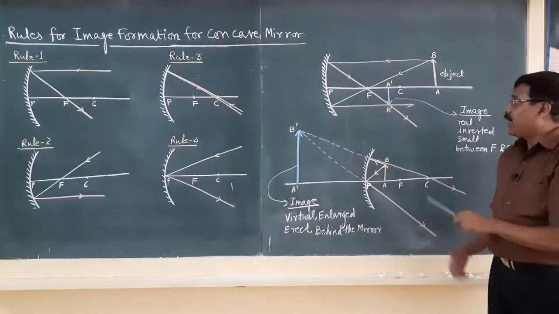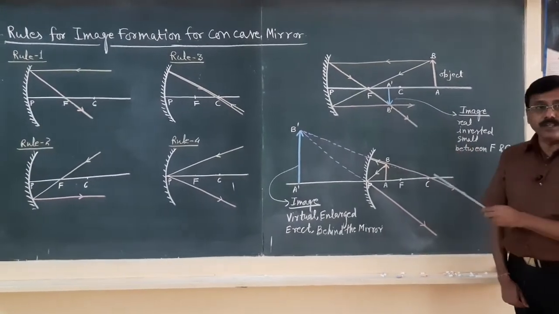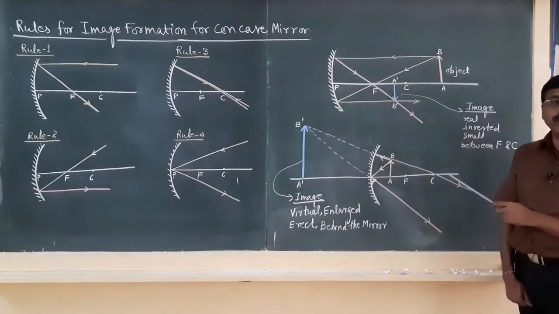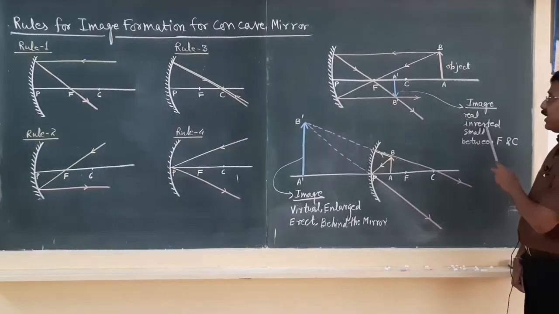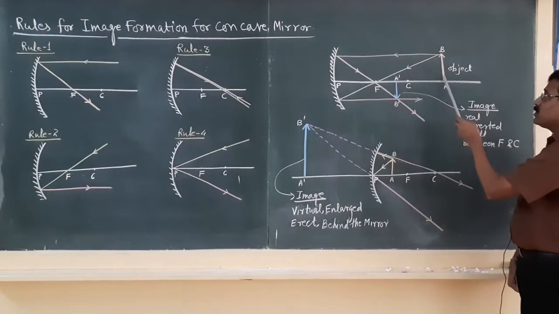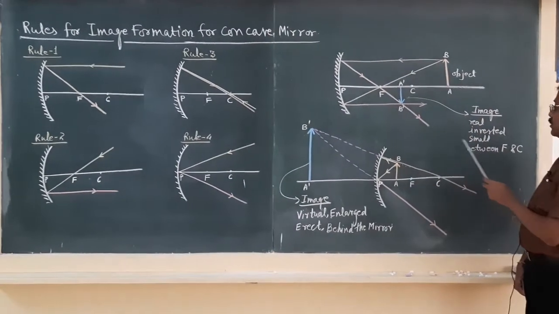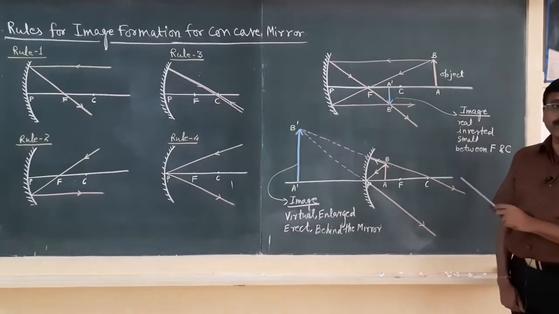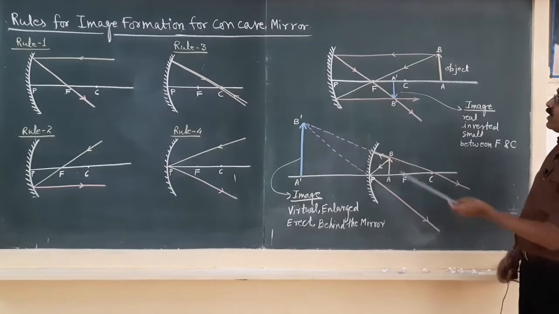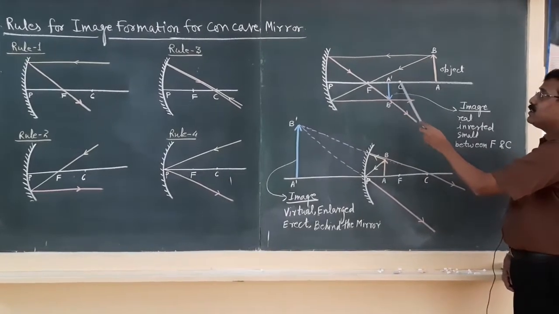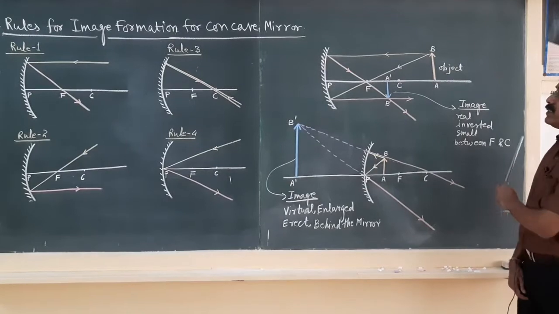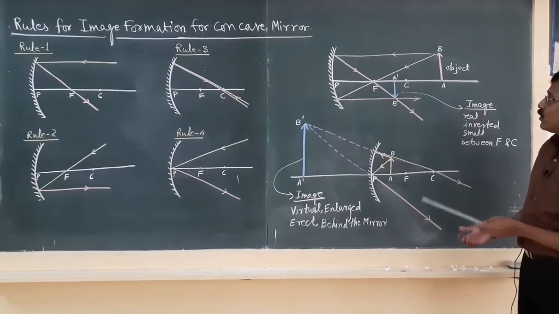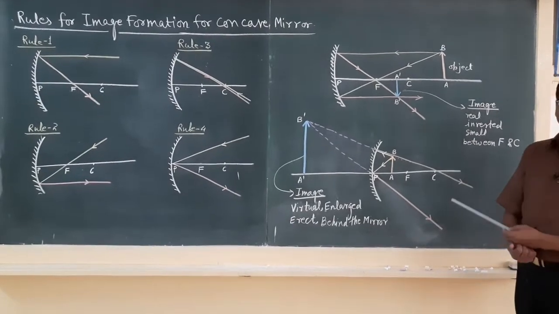And the characteristics of the image: it is real, because in actuality the reflected rays are intersecting each other; inverted, because it is just opposite to the position of the object; third, it is small, its height is less than the height of the object. Position wise it is very clear, it lies between focus and center of curvature. So, position wise it is between focus and center of curvature, small in size, inverted and real.